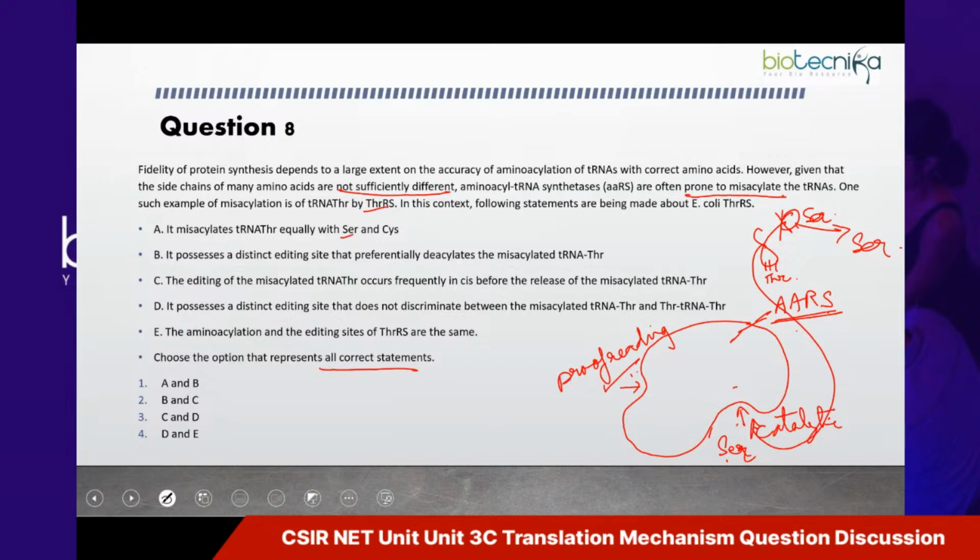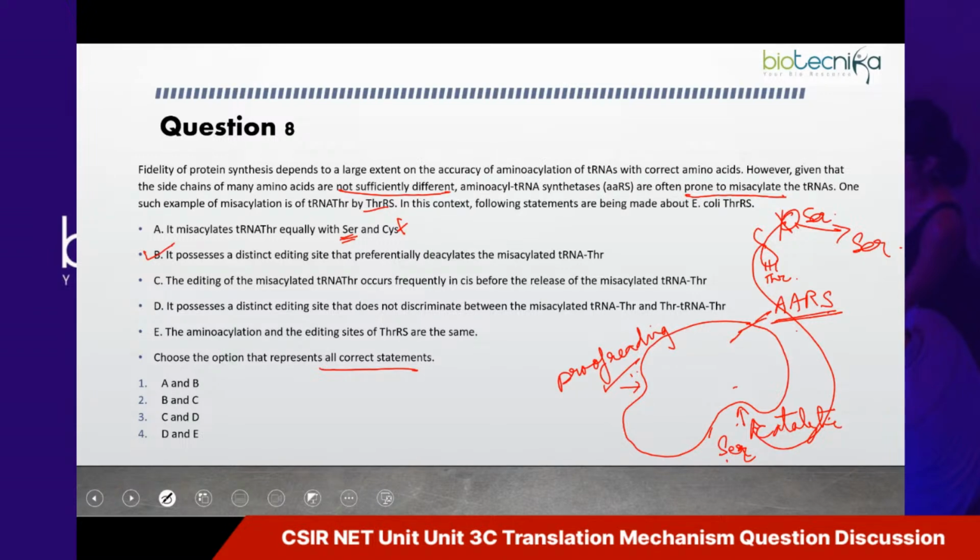Okay, now let's check the statements. A: this aminoacyl tRNA synthetase acylates tRNA threonine equally with serine and cysteine. So this is wrong. It does make the mistake, but with serine. Now B: it possesses a distinct editing site that preferentially deacylates the misacylated tRNA threonine. That is correct, which is called the proofreading site. So statement B is correct.